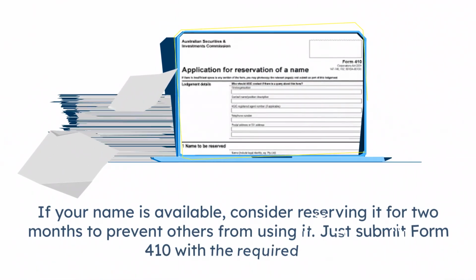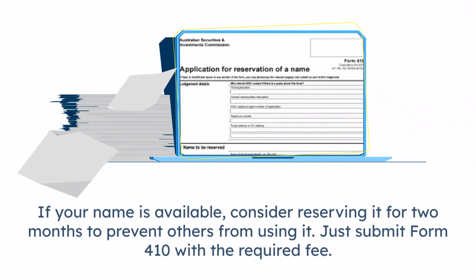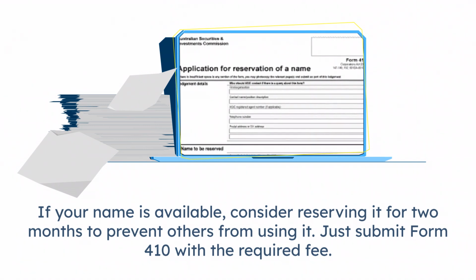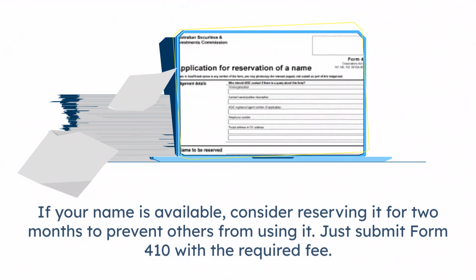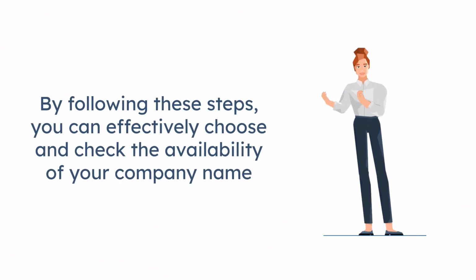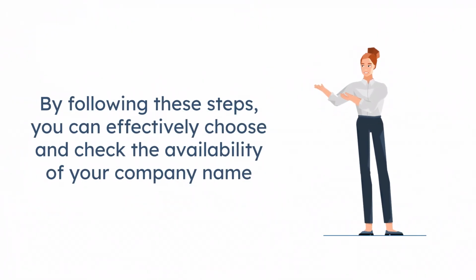If your name is available, consider reserving it for 2 months to prevent others from using it. Just submit Form 410 with the required fee. By following these steps, you can effectively choose and check the availability of your company name.